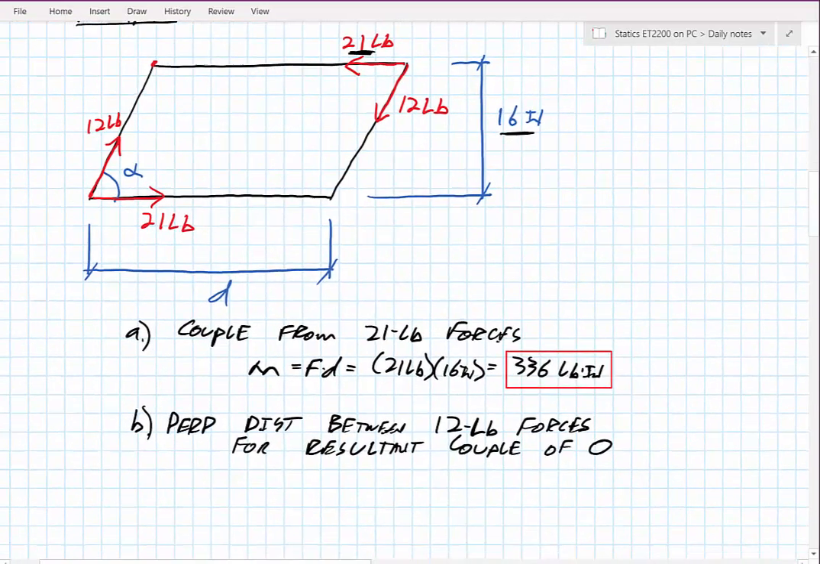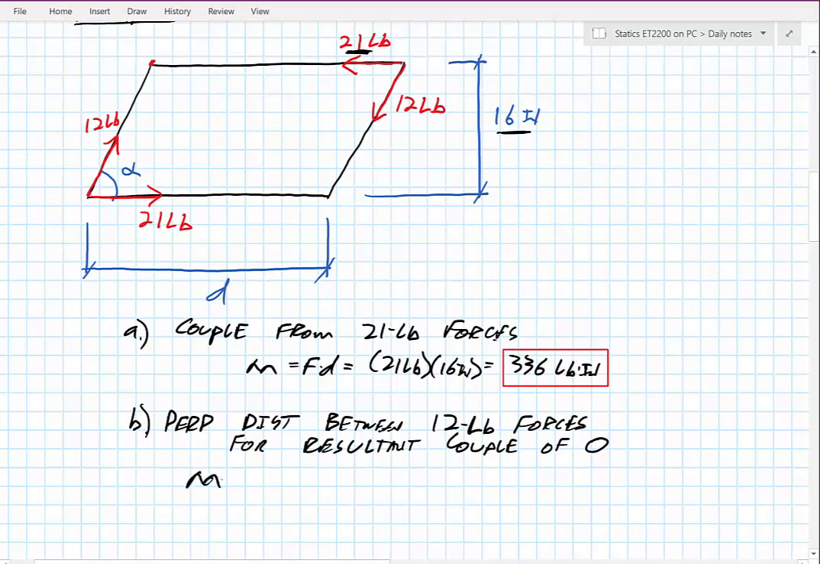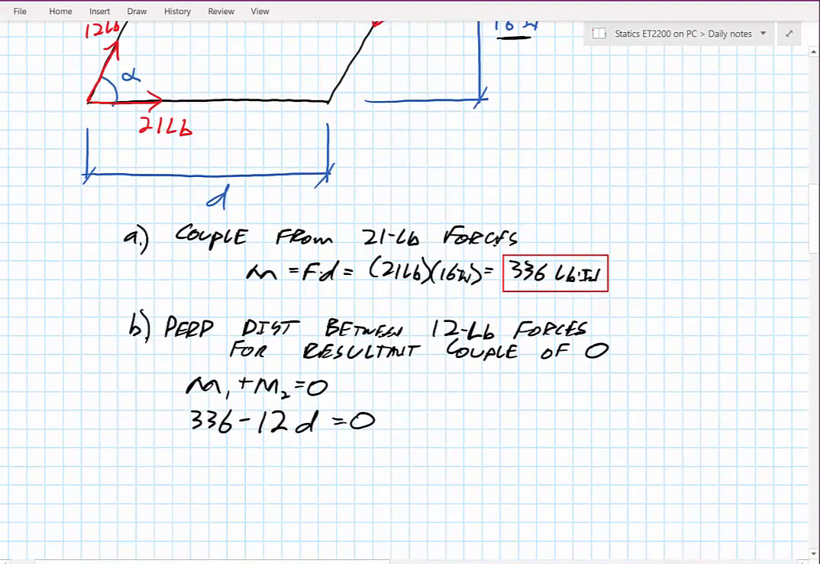If my resultant couple is 0, it means that the moment from two forces plus the moment from the other couple must be equal to 0. I just found that I have a 336 pound-inch moment from those 21-pound forces. So of course I have to subtract out the moment couple from the 12-pound forces, and we said that would be equal to the magnitude times the perpendicular distance. Well, that's just d equal to 0. Solve for d, and I end up with d is equal to 28 inches.